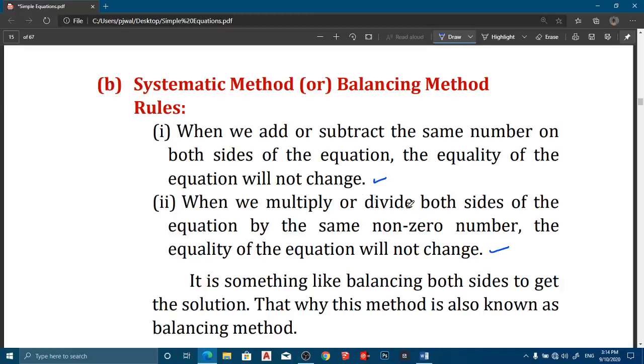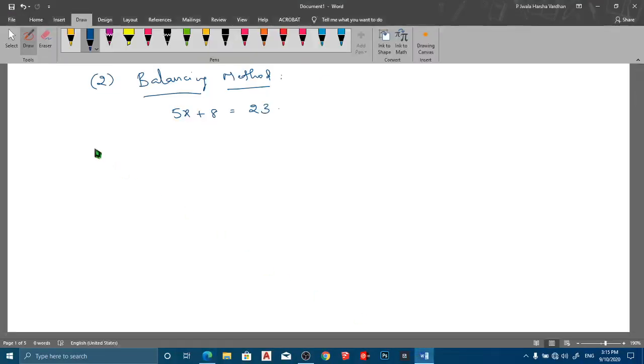Why do we add, subtract, multiply or divide on both sides? See here, we want the x value in the left side. That's why we have to remove this 8. If you want to remove this 8, what do we have to do in the left side? We have to subtract. Removing 8 means subtracting 8. If you subtract 8 in the left side, we have to do the same operation in the right side also, to keep the equation value the same on both sides.